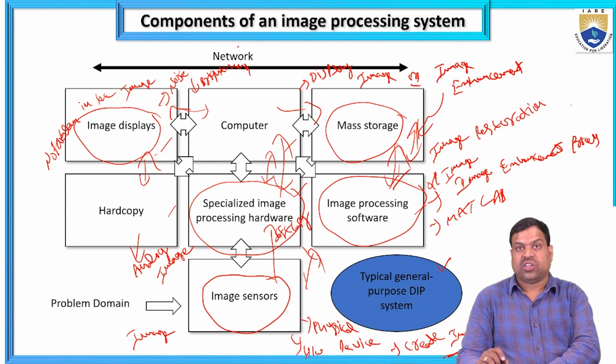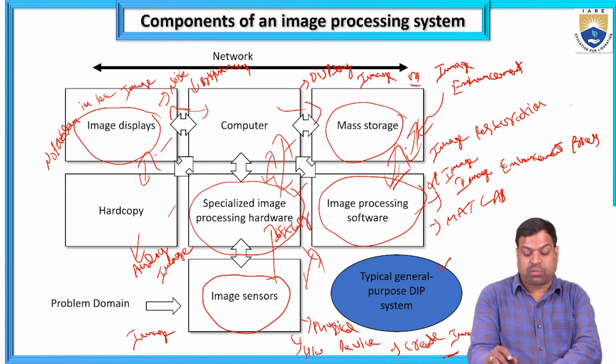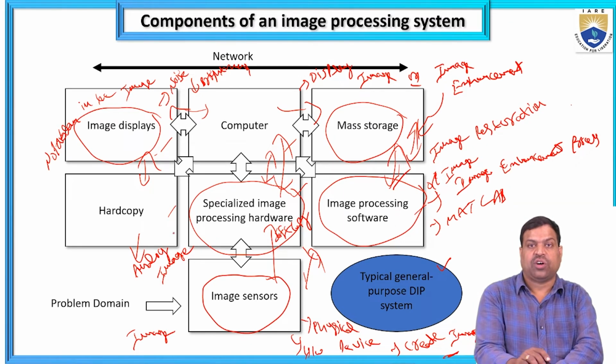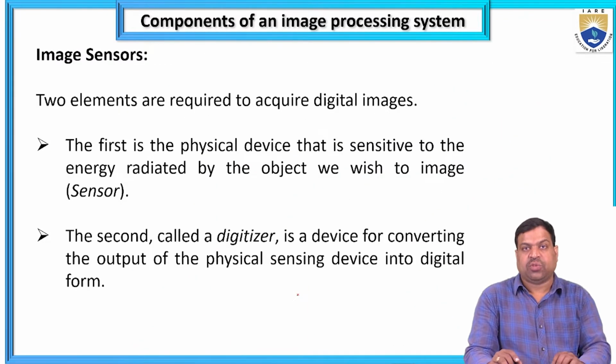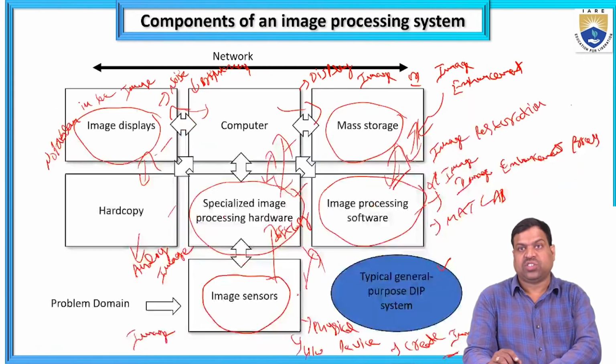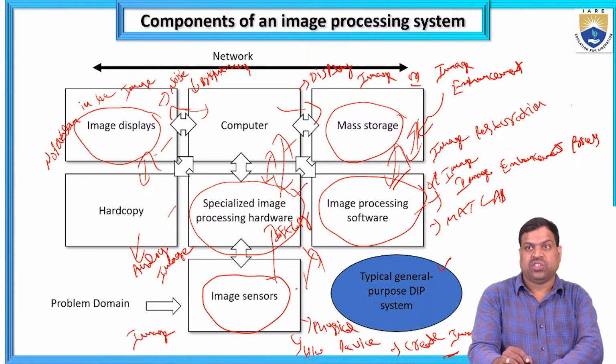So these are the components: image display, computer, mass storage, image processing software, specialized image processing hardware, hard copy, and image sensors. These are the components we need in a digital image processing system. Next, we have to discuss each one. What is one? Image sensor. It is the first one, the image sensor.